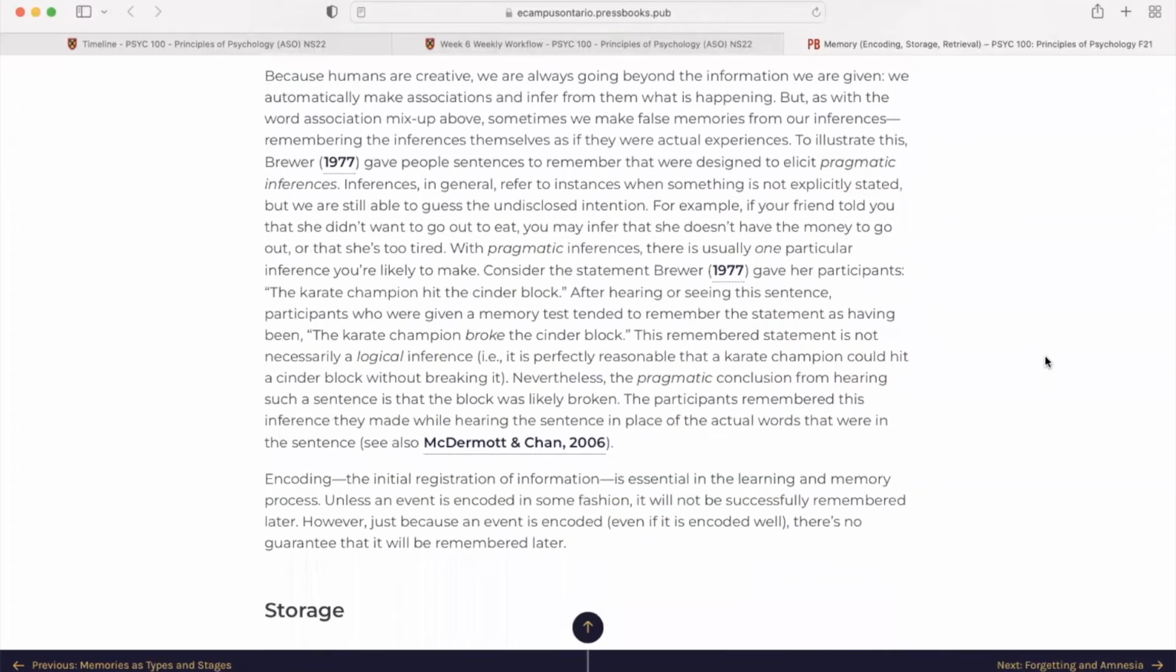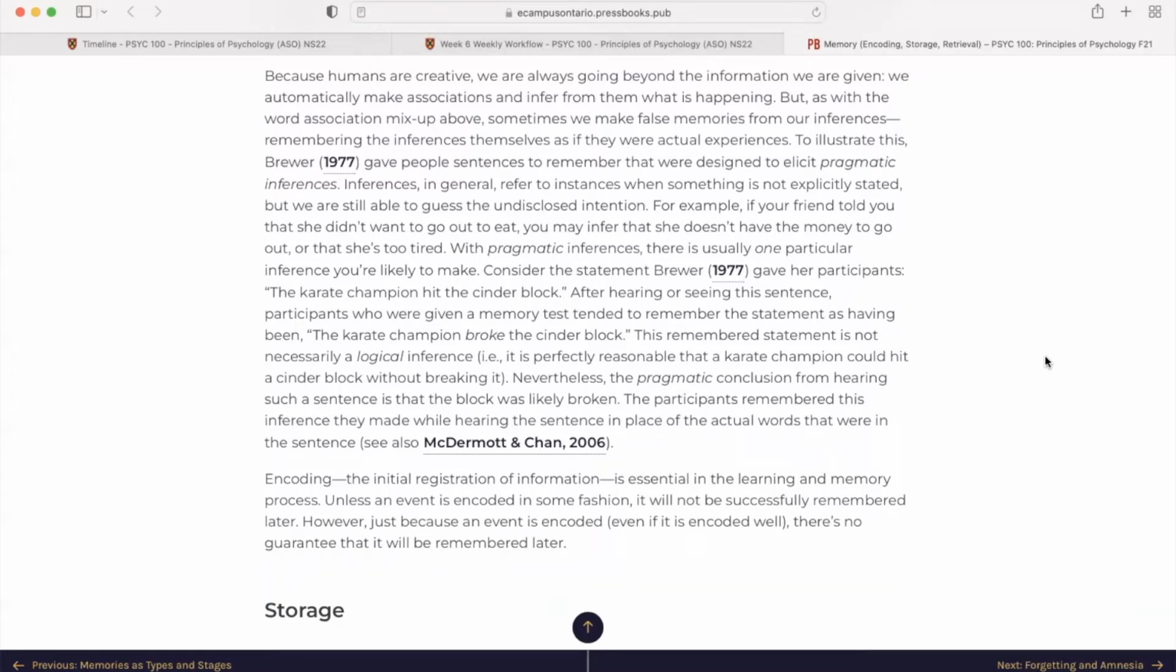Because humans are creative, we are always going beyond the information we are given. We automatically make associations and infer from them what is happening. But as with the word association mix-up above, sometimes we make false memories from our inferences, remembering the inferences themselves as if they were actual experiences.